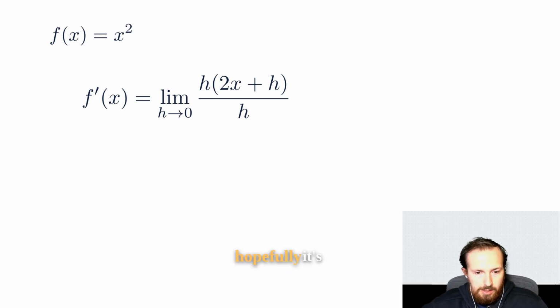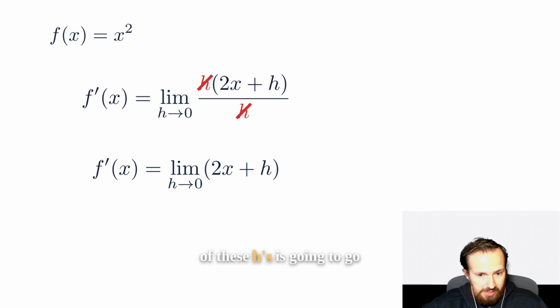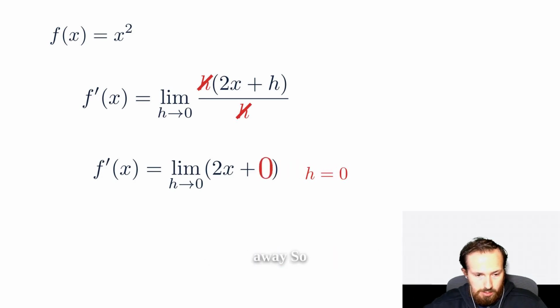However, hopefully it's clear that you can divide the numerator and denominator by one h. And if you do that, this h is going to go away, that h is going to go away, and one of these h's is going to go away. So we'll be left with 2x plus h, and then the limit as h goes to 0. Now we actually have solved our division by 0 problem. We'll no longer have an h in the denominator if we just plug in h equals 0. So now you can just plug in h equals 0, and then this h will go away.